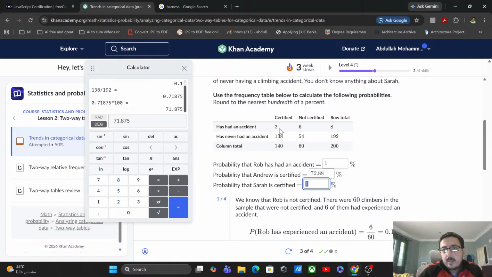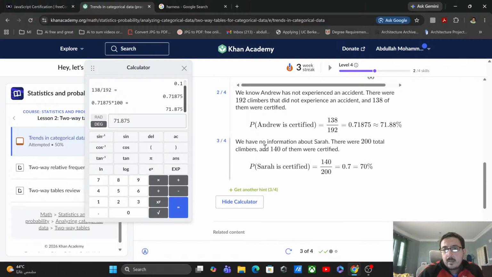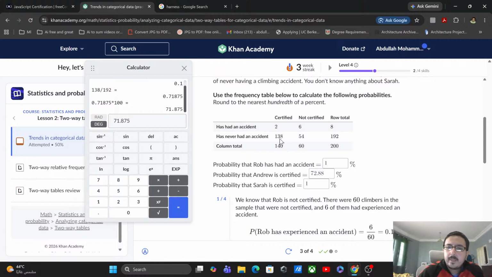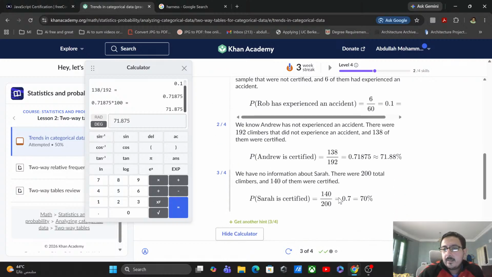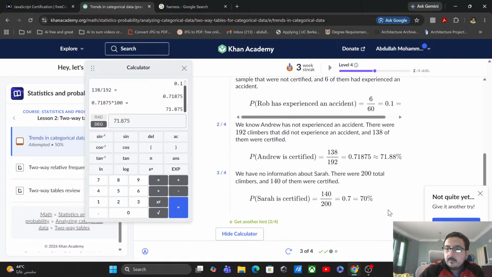What do you mean? I don't know anything about her. She's 2 out of 200. No information. There were 200 total. 140, that's what I'm getting. 140 out of 200. 70%.